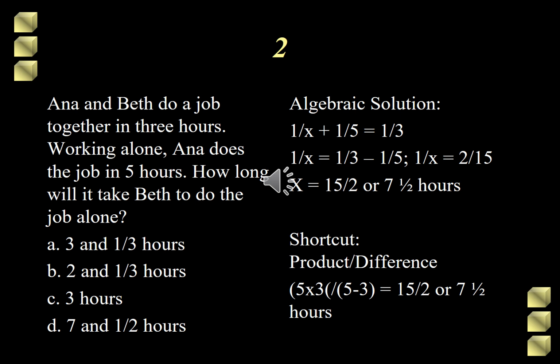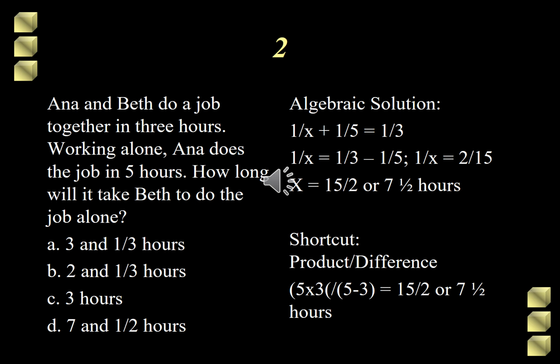Looking at the choices, I claim that B and C are highly improbable and illogical. So I can eliminate B and C. Why? Looking at B, 2 and 1/3 hours, that's less than the time Anna and Beth take to finish the job together. Beth cannot do it alone faster than when they do the job together. Letter C is also improbable because 3 hours is equal to their time working together. So we're just looking at two choices here, A and D, which are logical.